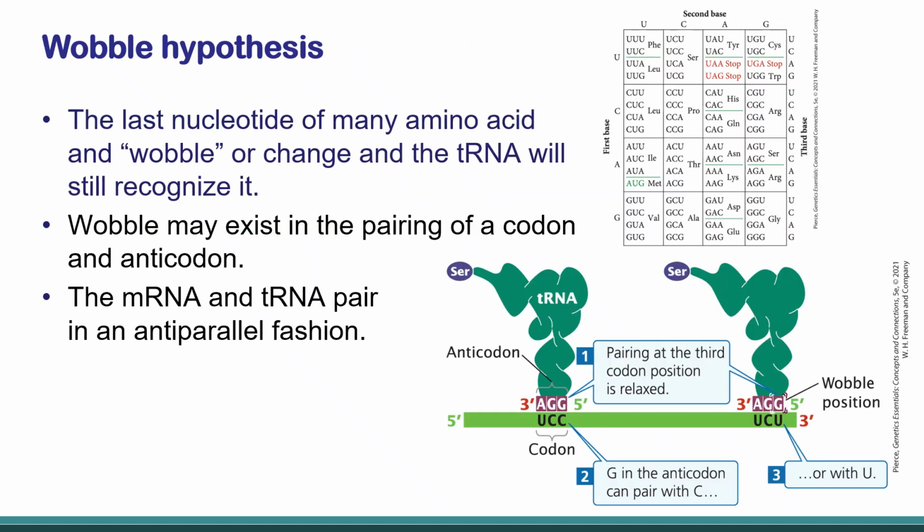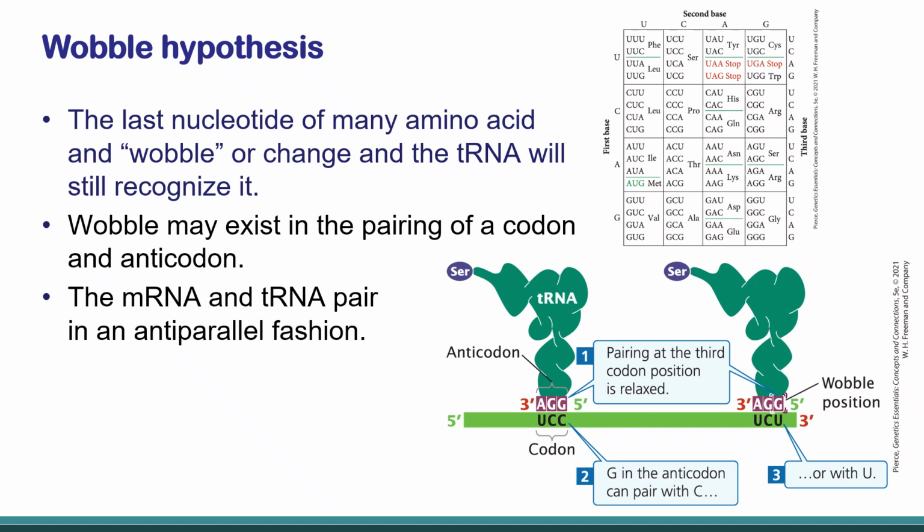Those iso-accepting tRNAs exhibit something called wobble. These tRNAs allow for the last base pair in the triplet codon to wobble or change. Even if it wobbles or changes, the tRNA can still recognize the appropriate amino acid and bring in the appropriate one. What this also means is that the tRNA can bring in an amino acid to the messenger RNA if the messenger RNA code is off at the last base pair.